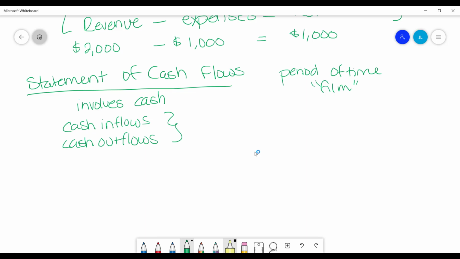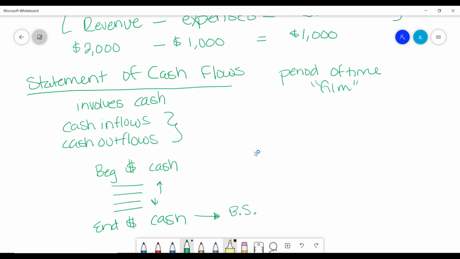So it's basically just a summary of what cash came in and what cash went out for the period we're looking at. On the statement of cash flows, you'll have your beginning cash balance, and it'll show how cash went up and how cash went down. Then we'll be able to see what our ending cash balance is for the period. Just a little preview: if we know our ending cash balance, what financial statement will we see cash on? Our balance sheet.